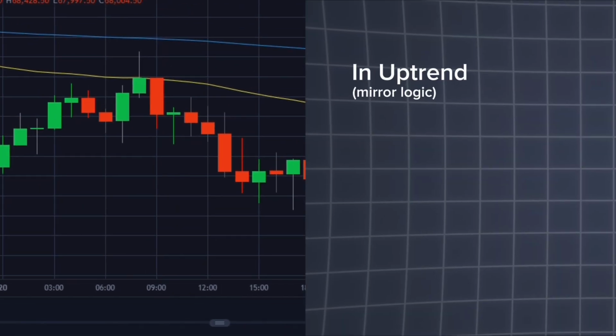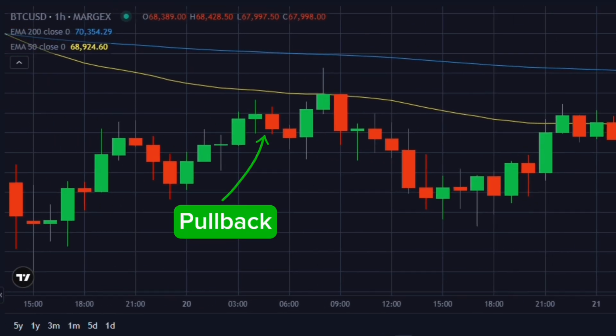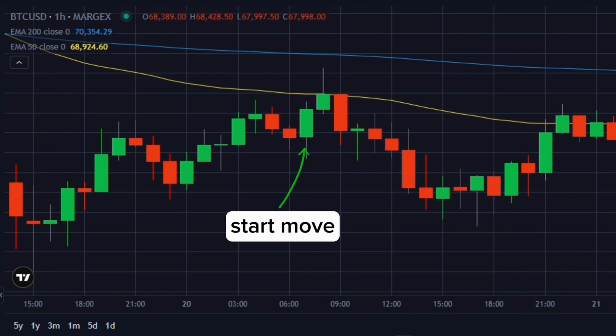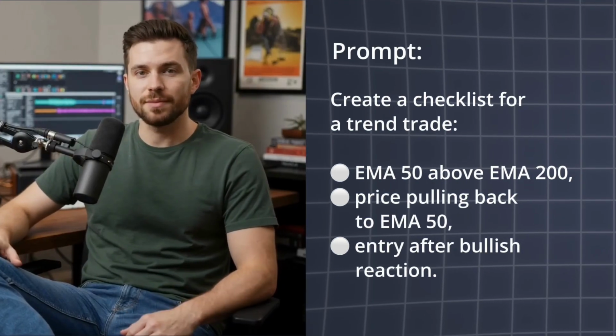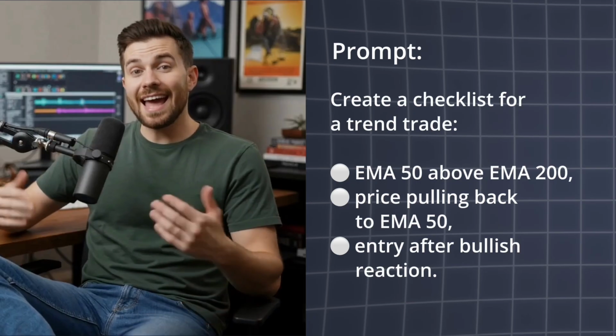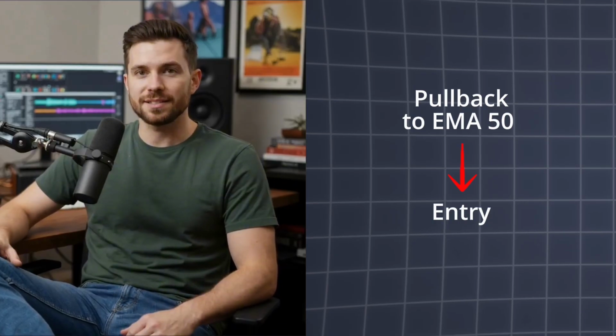In an uptrend, price often moves back toward EMA 50 and then continues higher. When price pulls back and starts moving up again, that's where traders look for a long entry. This is where AI can actually help. Ask AI to turn your setup into a simple checklist. You'll find the prompt in the description, as always. And AI will give you something like this. You just go through the checklist.